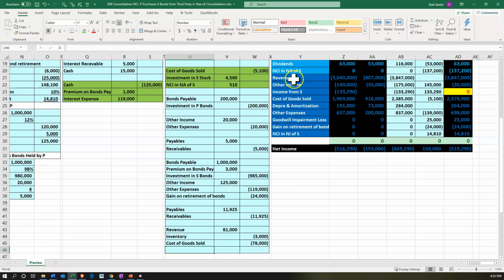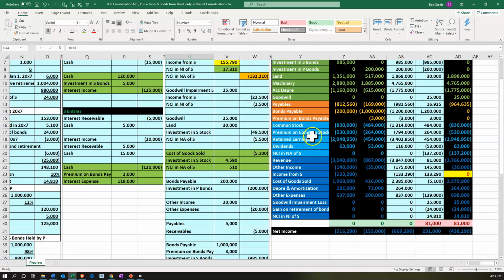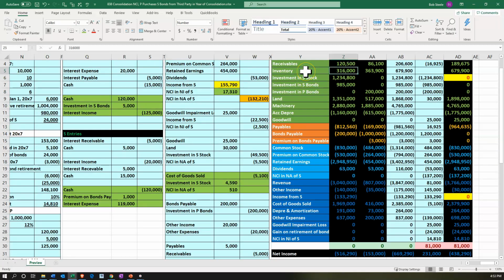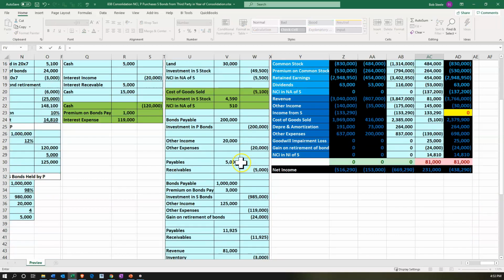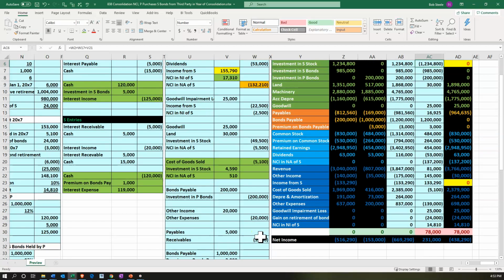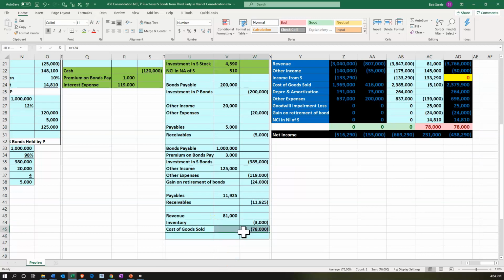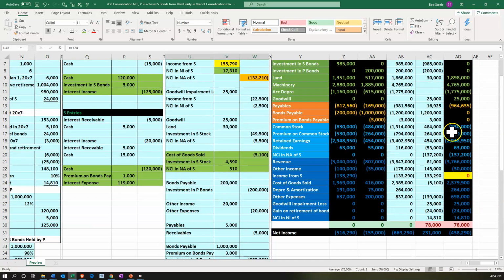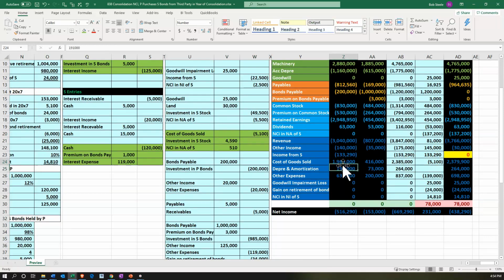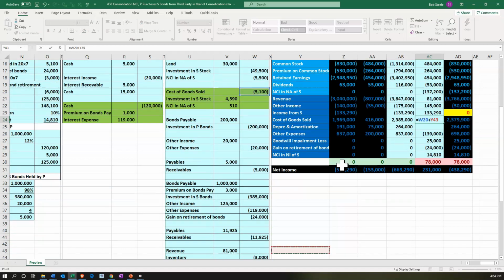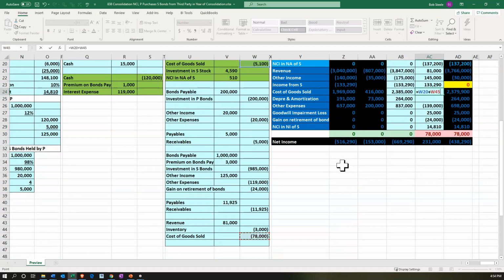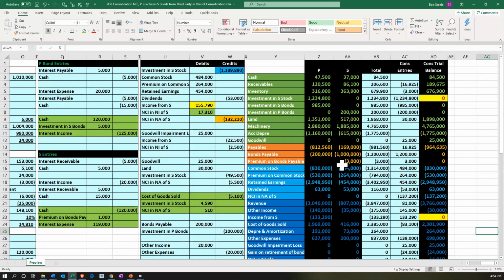Let's go ahead and record that now. I'm going to go to the revenue first. Revenue is going to be reduced by that 81,000. Then we've got the inventory. Inventory up top is going to be equal to the 3,000. And then finally we have the cost of goods sold, which is down below. Something's in it, so I'm going to say F2 plus F2, and we will then pick up that 78,000. Okay, so now we have these two items at 0, so that looks good.